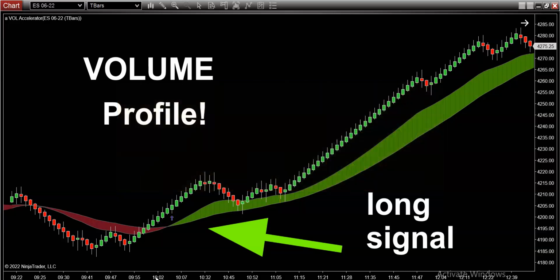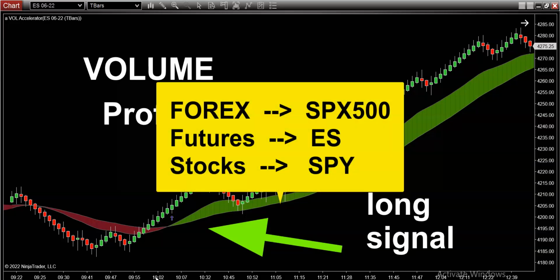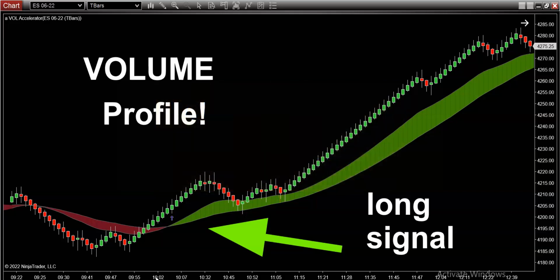What you're seeing on the screen right now is a chart of the S&P 500. This is the global benchmark. If you trade Forex, your symbol is SPX 500. If you trade futures, your symbol is ES. And if you trade stocks and options, your symbol is SPY, what they call the SPY. And my friends, what you're seeing overlaid onto the chart right now is our proprietary volume profile indicator.